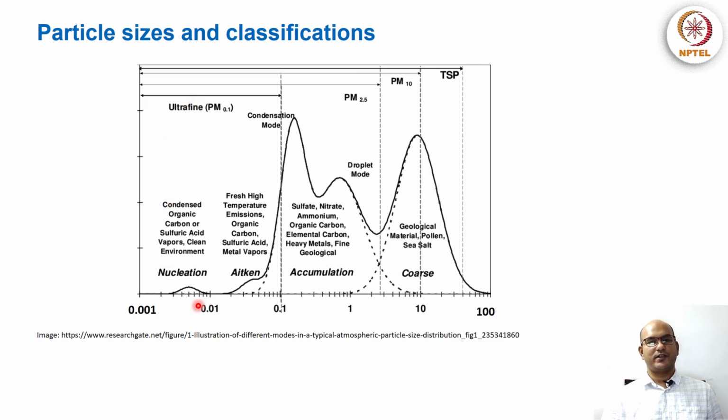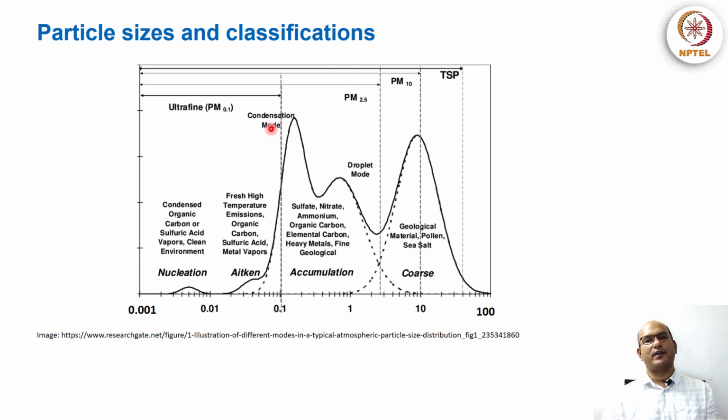Less than 0.01 micrometer, so basically less than 10 nanometer, we have the nucleation mode particles. We will look at them in the next slides. These are generally condensed organic carbon or sulfuric acid vapors, and maybe they can also be in a clean environment. Then as we go a little bit more, we have Aitken mode, which is formed from particles which are emitted from fresh high temperature emissions and can contain organic carbon, sulfuric acid and metal vapors.